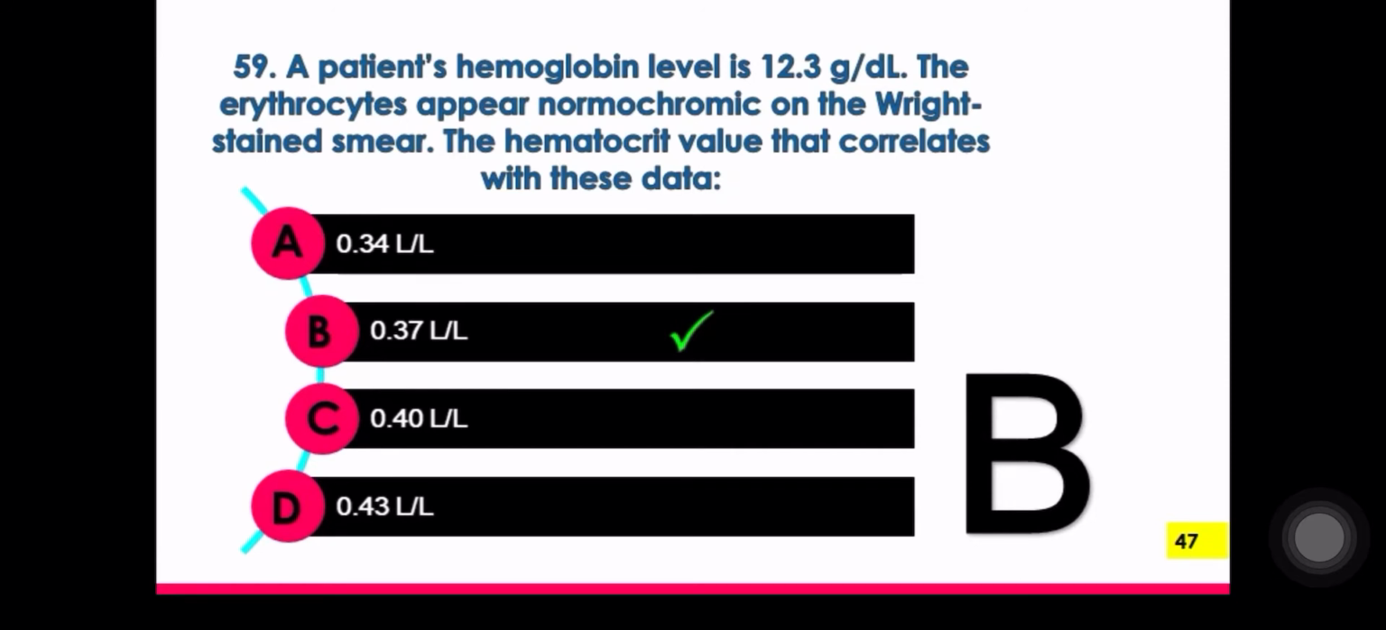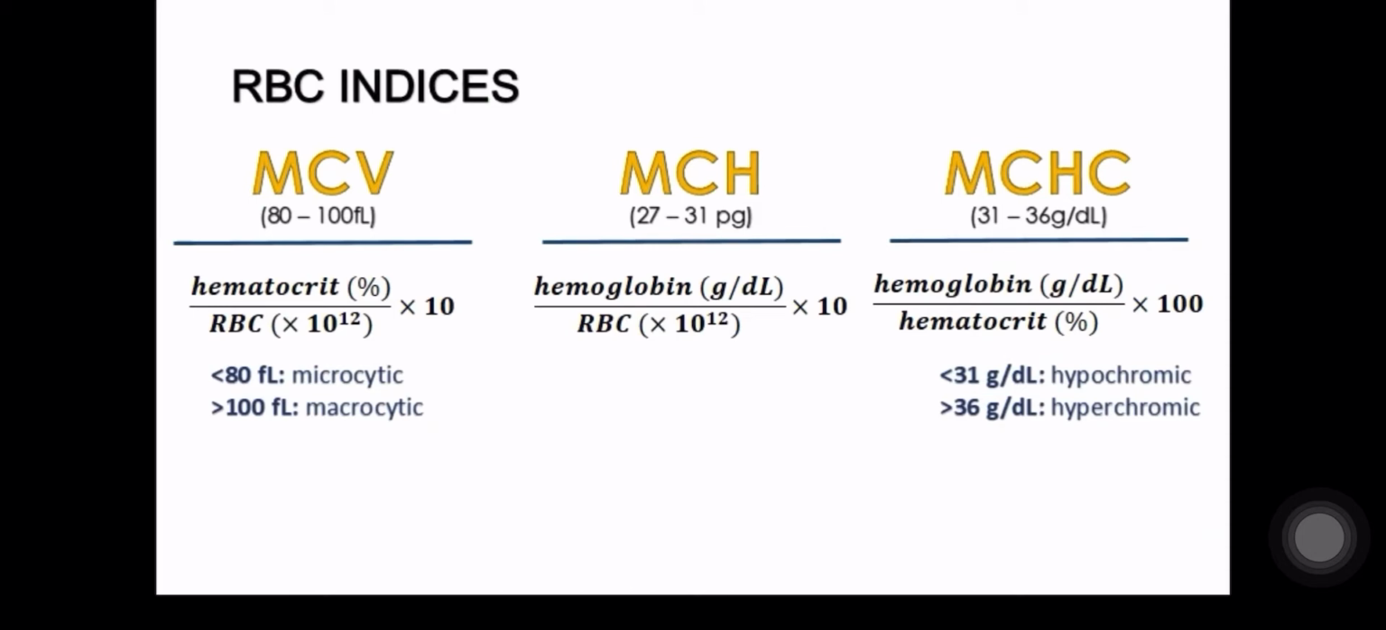Okay, 0.37 hematocrit value. Just in case po nakalimutan niyo yung RBC indices, we have three: MCV, mean cell volume, MCH, mean cell hemoglobin, and MCHC, mean cell hemoglobin concentration. For MCV, normal value is 80 to 100 femtoliter. How do we solve for MCV? That's hematocrit over RBC times 10. If it falls within 80 to 100 femtoliter, the RBC is normocytic. Less than 80 femtoliter, that's microcytic, and more than 100 femtoliter, macrocytic.